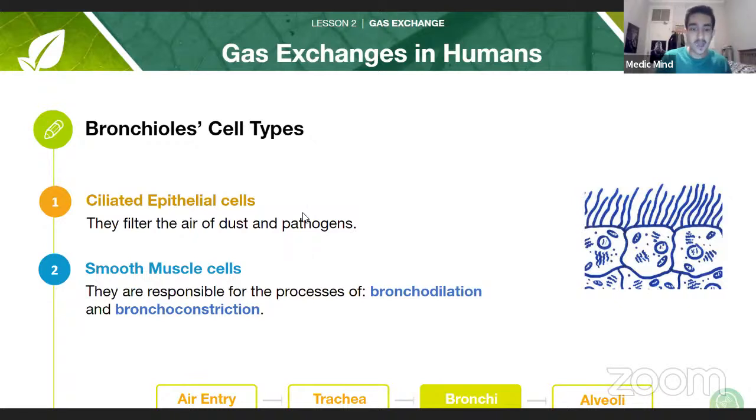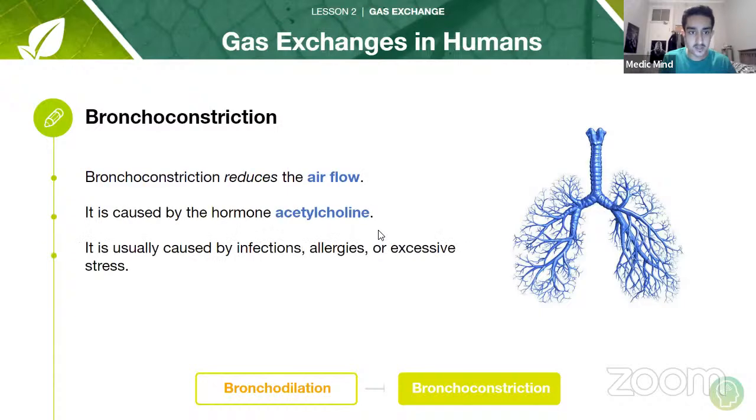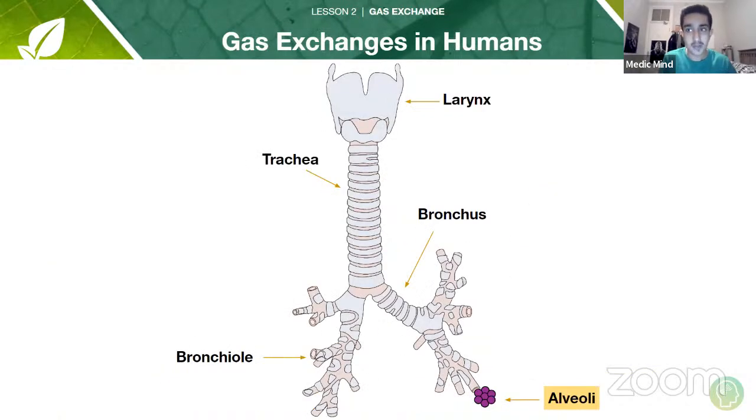Remember, if you have allergens or anything that could be potentially toxic to your body, you do not want that entering through your air. So it will constrict your bronchi and prevent that from entering the alveoli. This can occur in response to various stimuli from the nervous system. I'm not really going to talk about bronchodilation and bronchoconstriction because that's more of an A2 concept, talking about the neurotransmitters and hormones that do that.